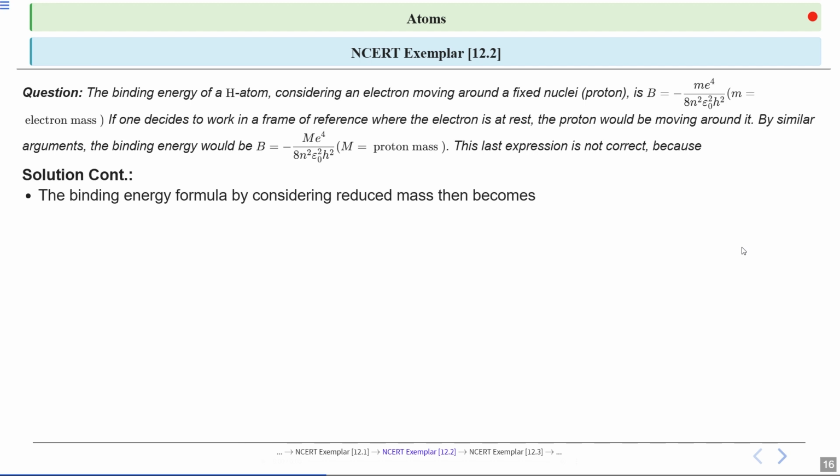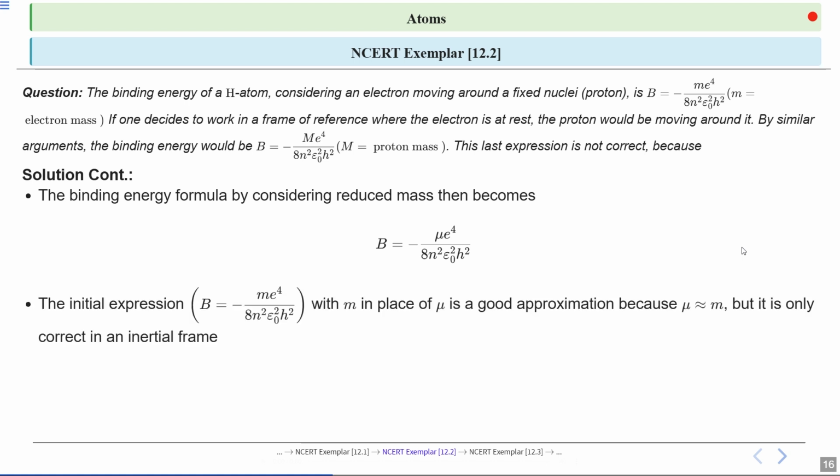First, let's recall that the correct way to handle two objects orbiting each other, like the electron and proton, is to use the concept of reduced mass. The reduced mass, written as mu, takes into account that both particles are moving. Here is the binding energy formula using the reduced mass: B equals minus mu e to the power 4 upon 8 n square epsilon naught square h square. In this formula, mu is the reduced mass, e is the elementary charge, epsilon naught is the permittivity of free space, h is Planck's constant, and n is the principal quantum number.